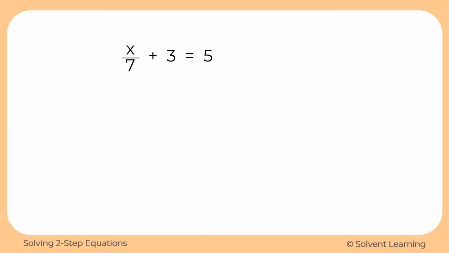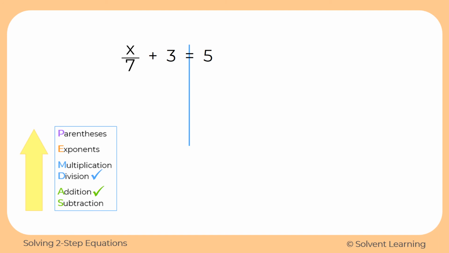And now we have x over 7 plus 3 equals 5. And remember, fraction represents division, so that's the same as saying x divided by 7 plus 3 equals 5. Let's go ahead and get started with solving this one. Draw a line down the middle so we can see which side the variable is on. It's on the left side, so I need to undo the 7 and the 3.